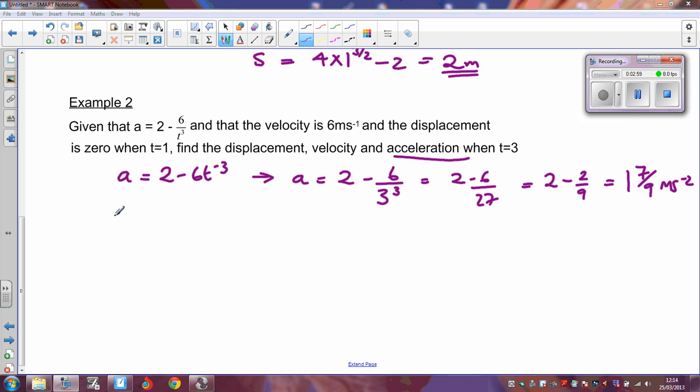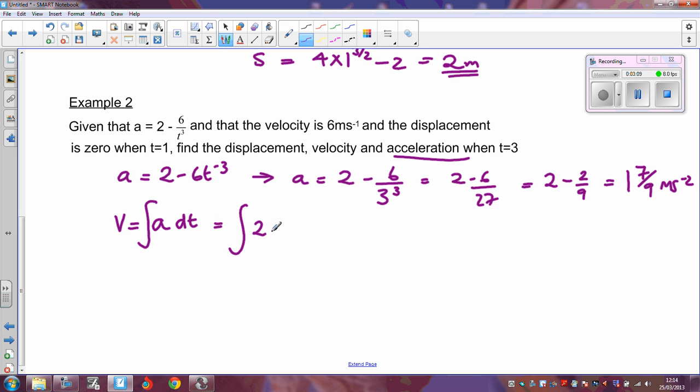Right, the next thing we need to find is the velocity, and the velocity is going to be the integral of the acceleration with respect to time. So the integral of 2 minus 6t to the minus 3 dt, and that's going to give us 2t, and then t to the minus 2, so in other words, it's going to be plus 3t to the minus 2 plus c.